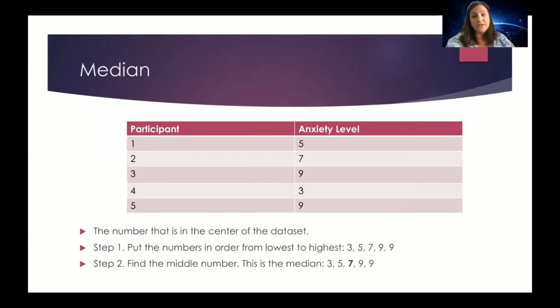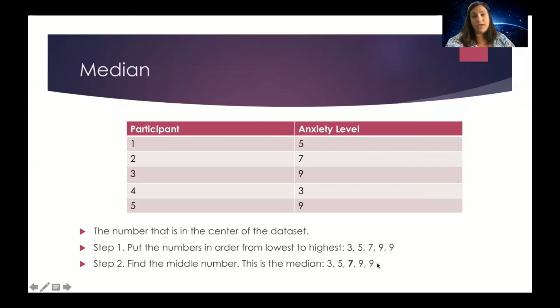Then the last one is the median. The median is the number that lies in the center of the data set if you number the data set from lowest to highest. So in this case, we're going to put the data set in order. 3 is the lowest score that we received in this data set, then 5, then 7, and then 2 nines, 9 and 9. So you simply find the middle number. So in this case, the middle number is 7. And so, you have 3 and 5 on one side and 9 and 9 on the other side.